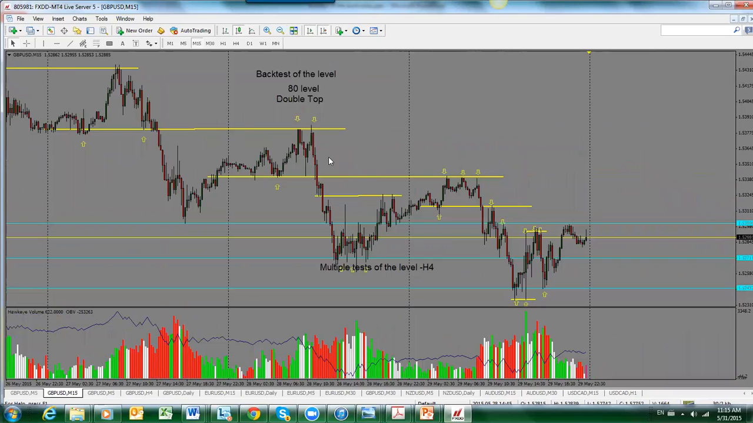You want to go and mark your charts like this, because this is what ingrains this setup in your brain. So once you start marking these charts up, you will see this all the time. You'll start seeing these trades all the time.